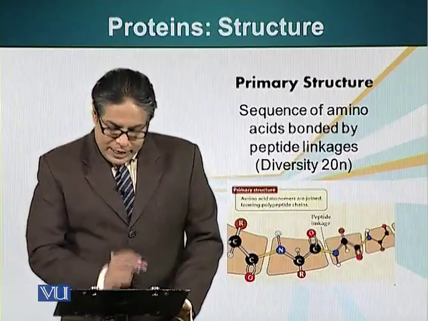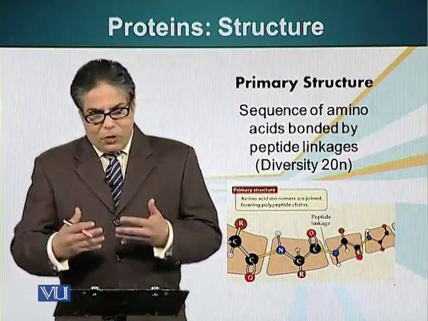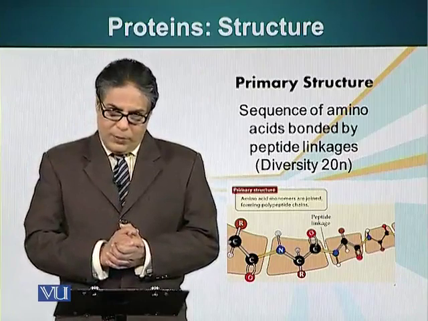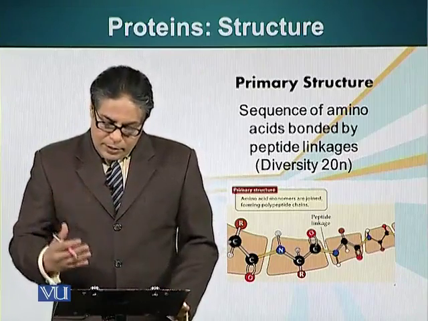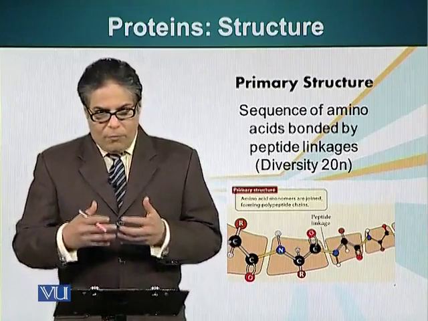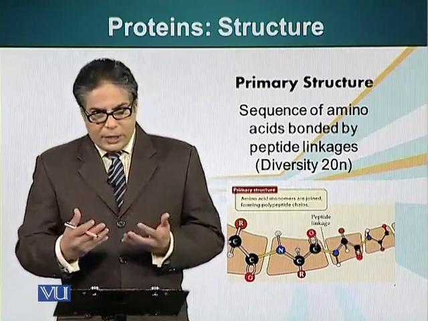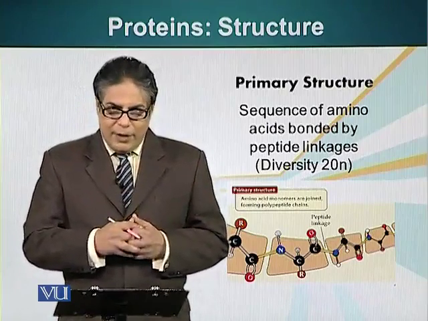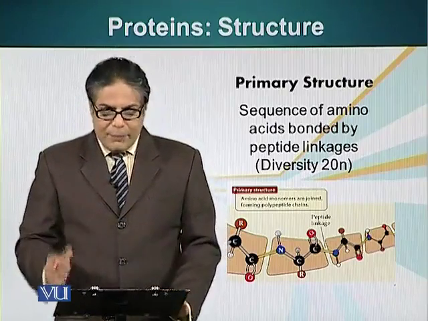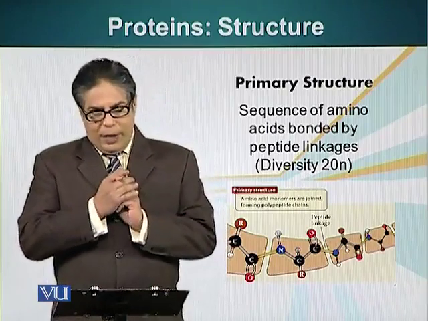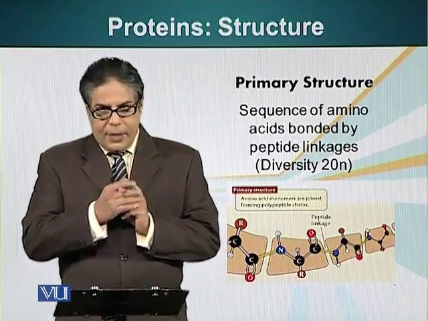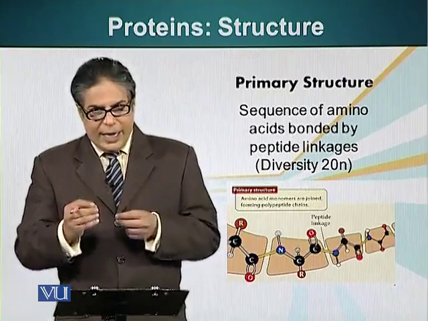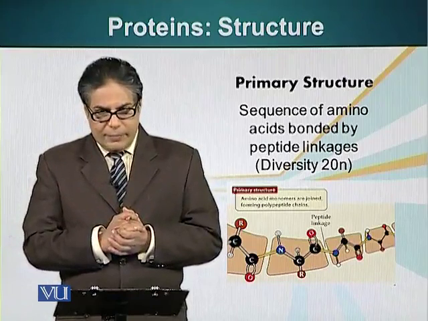The primary structure, as I mentioned, is basically the result of these peptide bonds, the sequence of different amino acids in a protein molecule. The diversity of different combinations we can form by linking amino acids is very great. We can take a simple example. If we want to link two amino acids together, we can have 400 different combinations in which we can link two amino acids with each other.